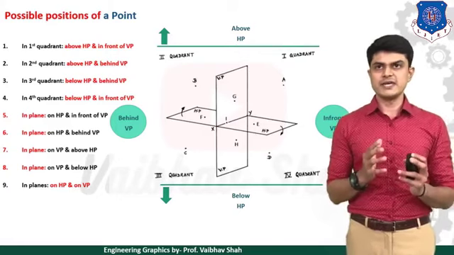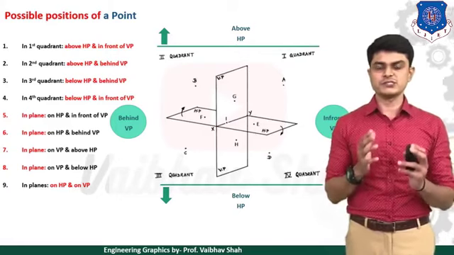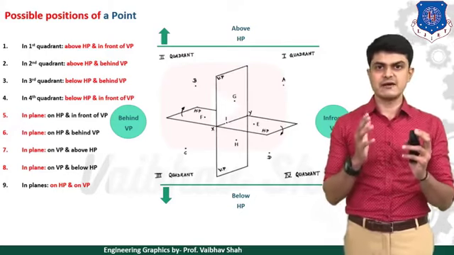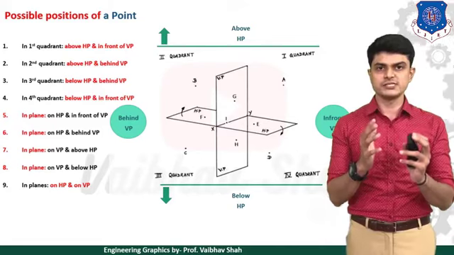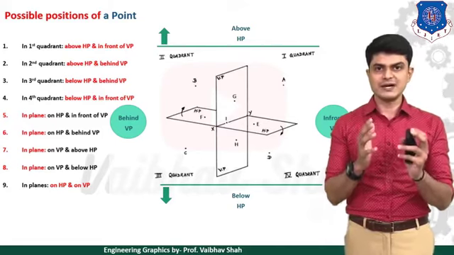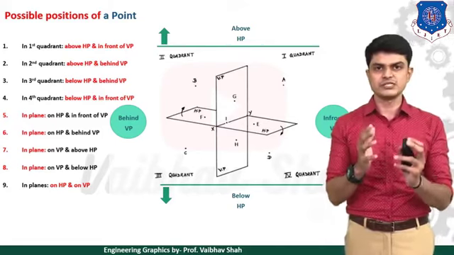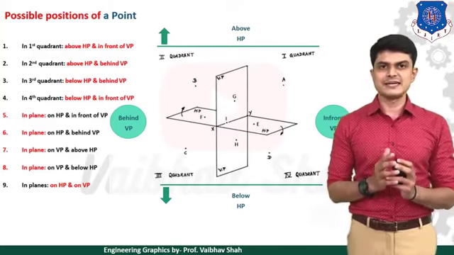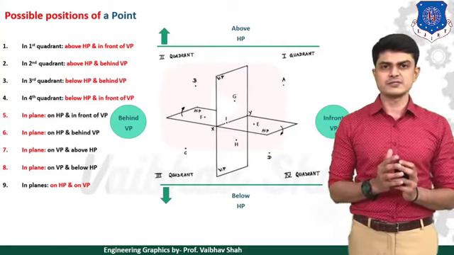So here we have possible positions of a point. In space, remember, we have a total of 9 possible positions of a point available. You can't have more than 9 positions of a point in space. So before moving ahead, let us understand the quadrant system once again.